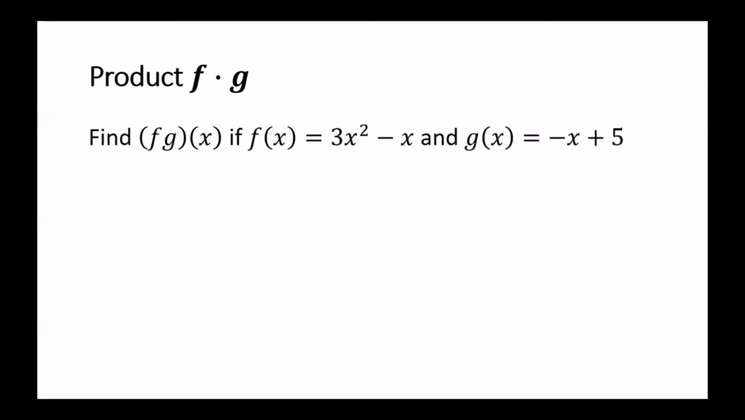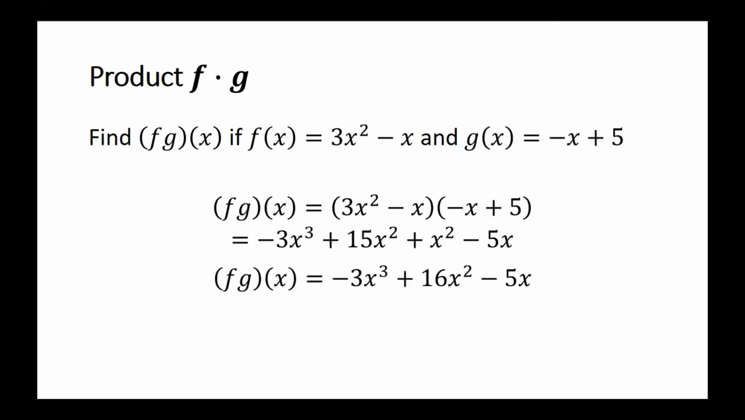Find f times g of x, and notice I didn't put the dot between f and g in this. So it's just f times g of x. You don't need to put that dot there. f times g of x is fine. If f of x is equal to 3x squared minus x and g of x is equal to negative x plus 5, so f times g of x is equal to (3x squared minus x) times (negative x plus 5). We multiply through, simplify, and we get f times g of x is equal to negative 3x cubed plus 16x squared minus 5x. And again, no restrictions on either domain. Therefore, the domain of the product is all real numbers.